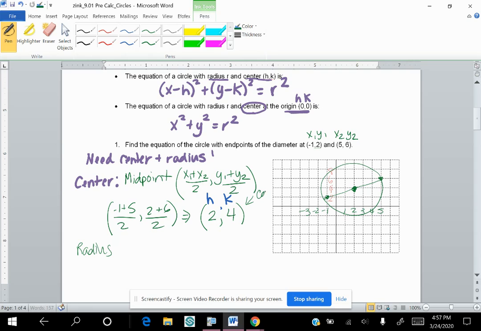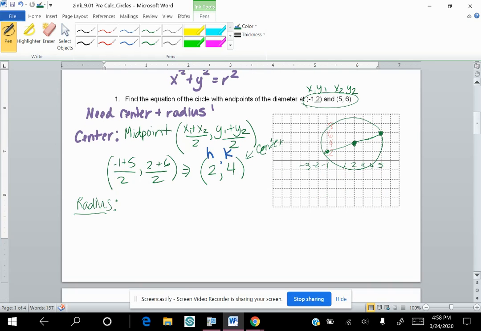So that was our center. So our radius is the distance from the center point to one point on the circle. There's a couple ways you guys could do this. You could find the distance of the entire diameter and then divide that by 2. Or you can just find the center first and then find the distance between the center and a point on the circle, from the center to a point on the circle.